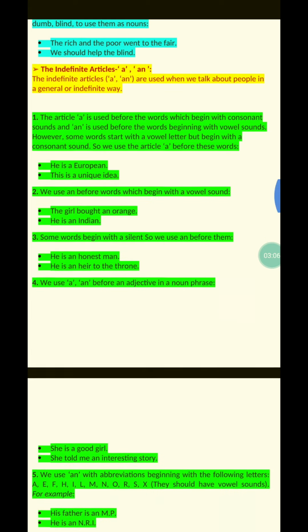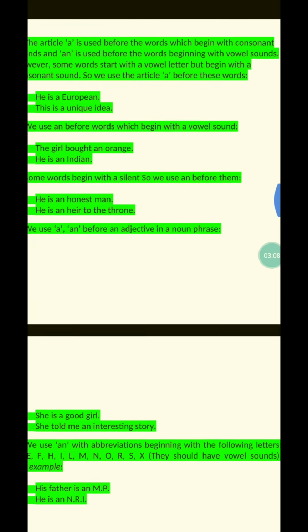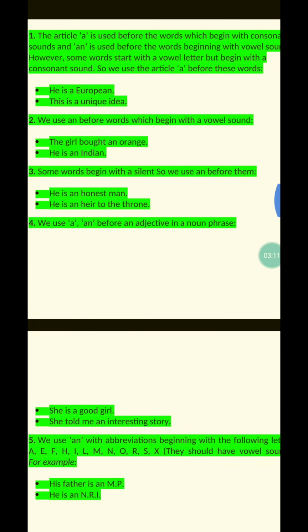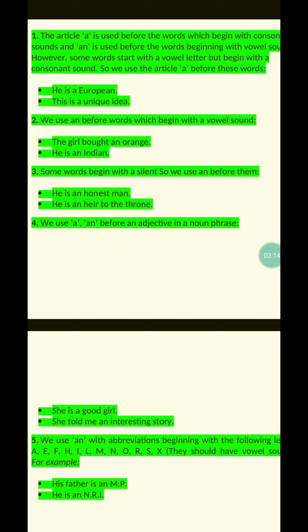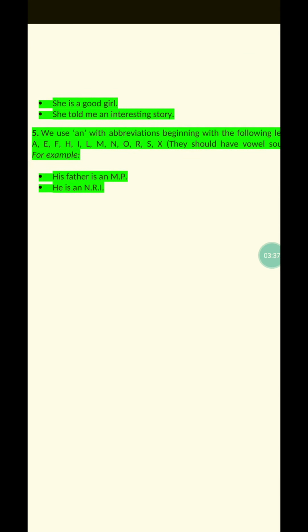Number two, we use an before words which begin with a vowel sound like orange, Indian. Point number three, some words begin with a silent h, so we use an before them. Like, he is an honest man. So children, in articulation, again the start of the word is a vowel sound. Point number four, we use a or an before an adjective in a noun phrase. For example, she is a good girl. She told me an interesting story.